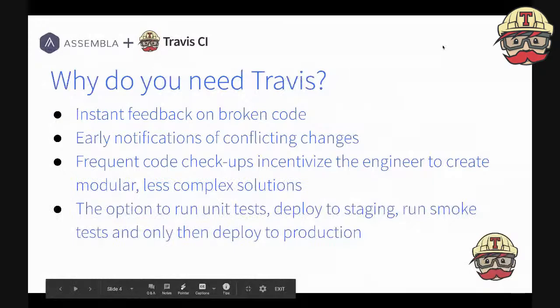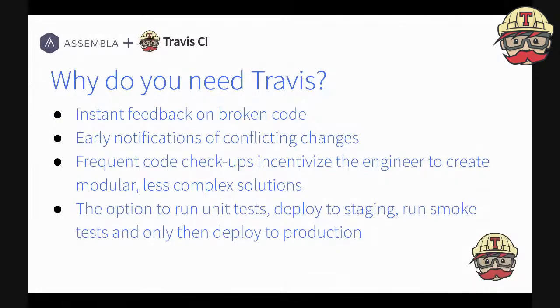A lot of people ask, why do you need Travis? And the reality is it's instant feedback on broken code. So if you're deploying code that doesn't build or compile, that's broken, Travis will tell you that, and it will not build. Obviously, in conjunction, you can use something like Coveralls just to make sure.